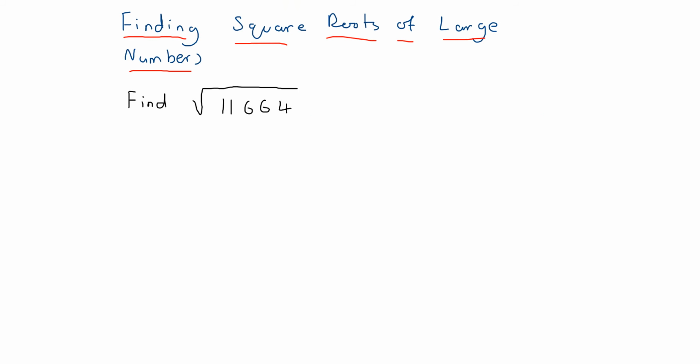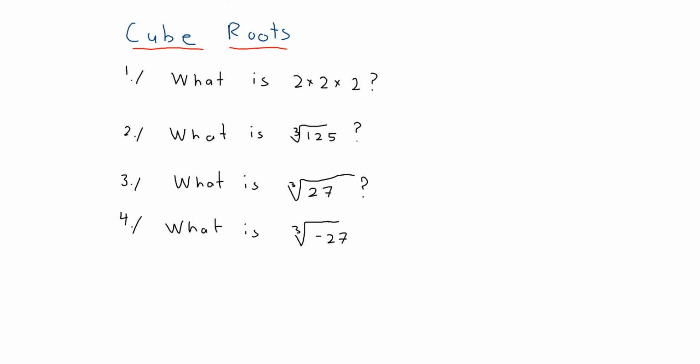Alright, next one. Oops, before that, the cubed roots. So we're going to find what is 2 times 2 times 2. And of course, you guys probably all know this by now, but it's 2 cubed, which equals 8. This one, the cubed root of 125. So for a cubed root, I put a little 3 down here, okay? And it says I want a number I times by itself 3 times to get to 125.